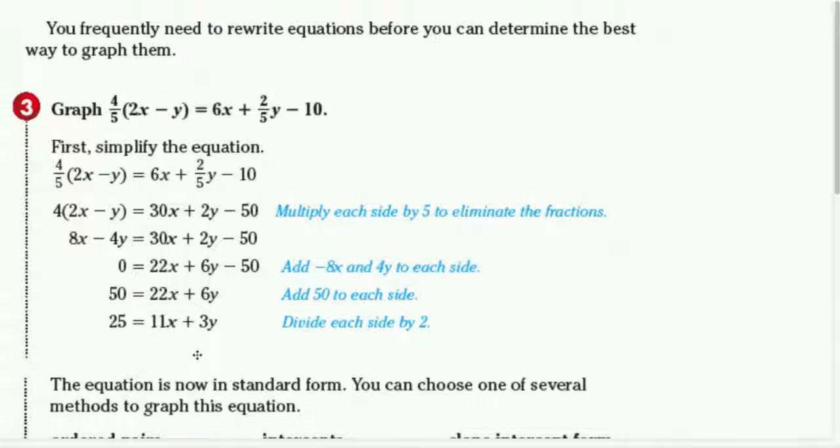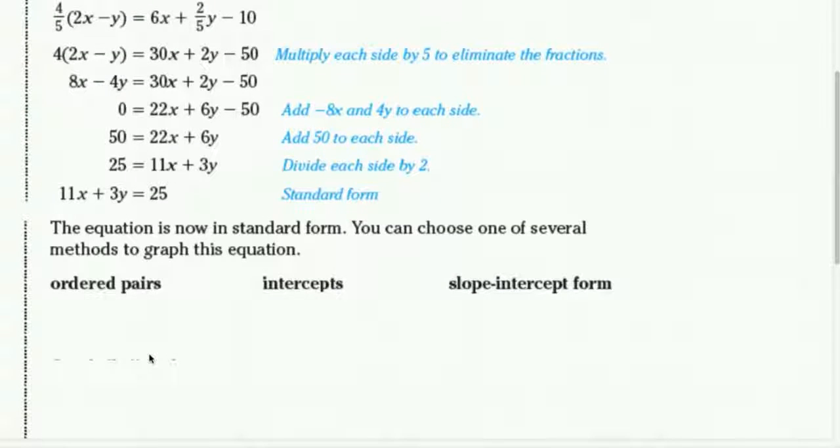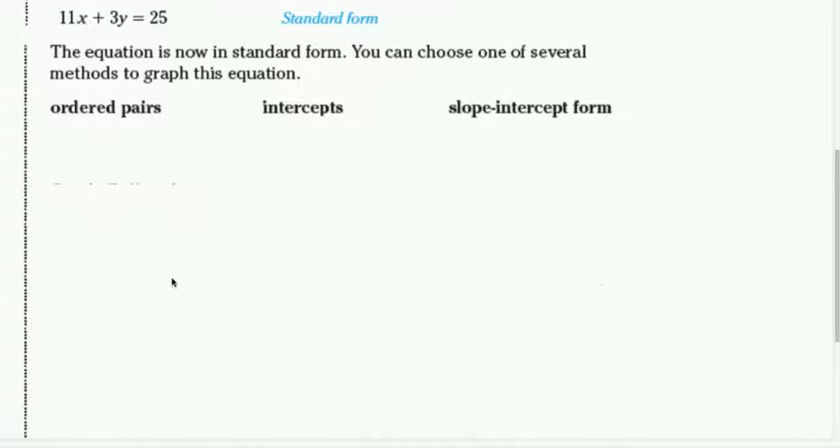Using the reflexive property of equality, this now becomes standard form: 11x plus 3y equals 25. So you now have the standard form of the equation, 11x plus 3y equals 25. You can now choose several methods to graph this equation. The first method is by using ordered pairs.